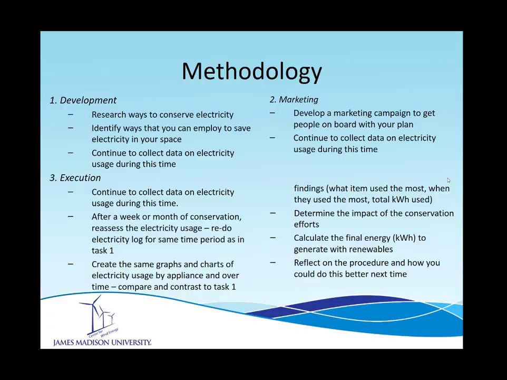So the proposed methodology in terms of development is to research different ways we can conserve electricity, especially in your space. In your space, maybe all you have is light bulbs. So the biggest thing you can do is either turn them off more often or change them to LEDs. If you're in a location where you're looking at an entire wing, maybe you can update your computers to be more energy efficient, or there's lots of things that you can do. So we want you to research those ways that you can conserve or be more efficient. And then identify ways that you can actually employ these to save energy in your space, which ones are actually going to be feasible for you.